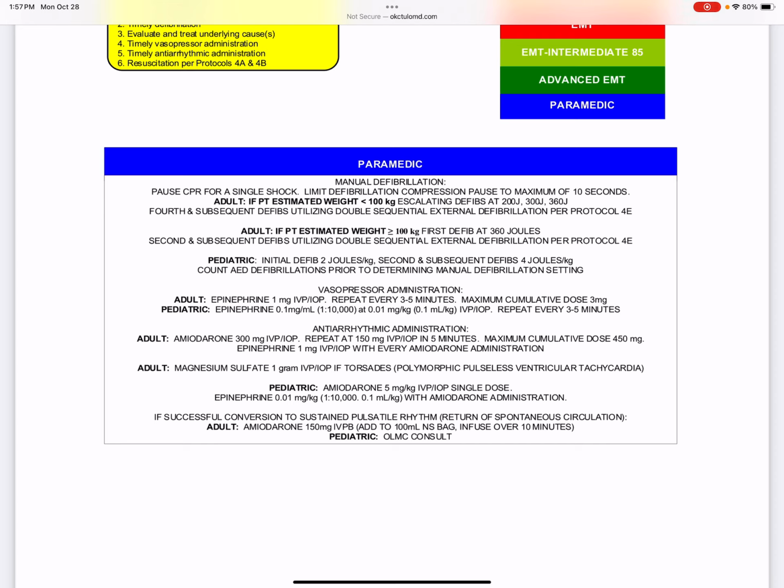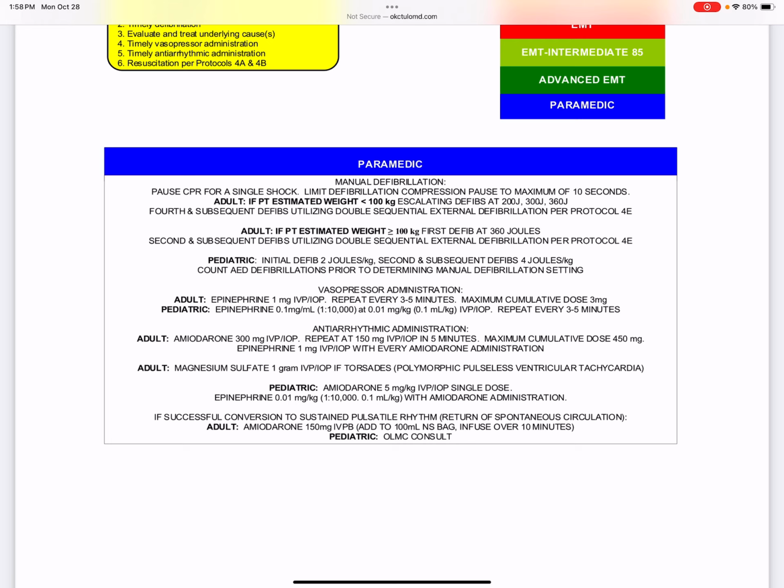So below that, you have your antiarrhythmic administration. For adults, again, for ventricular fibrillation or pulseless VTAC, you have amiodarone. So your first dose of amiodarone in cardiac arrest for a shockable rhythm is going to be 300 milligrams IV IO push. Your second dose will be 150 milligrams IV IO push in 5 minutes. Your maximum cumulative dose for amiodarone in an adult patient is going to be 450 milligrams. I would know both of those and the order and then your maximum cumulative dose.